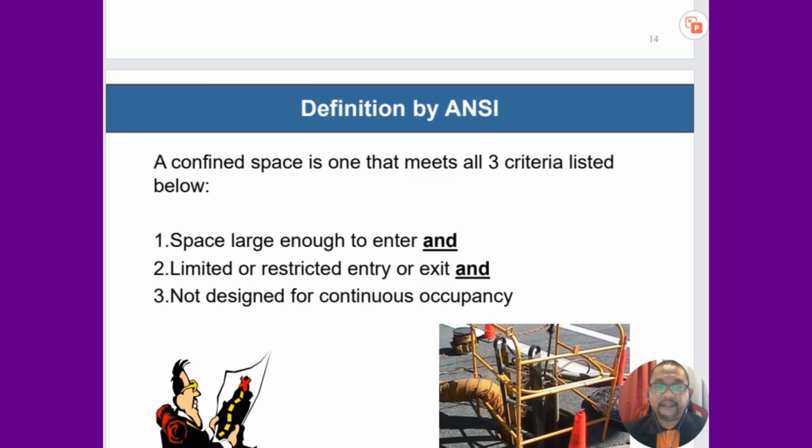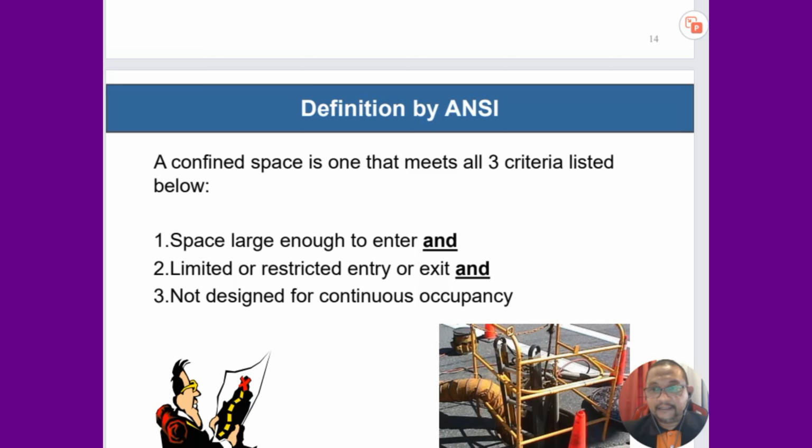And number three, potential for hazardous conditions. The space may contain or have the potential to develop a dangerous atmosphere and physical hazards, such as harmful gases, low oxygen levels, or the risk of entrapment.